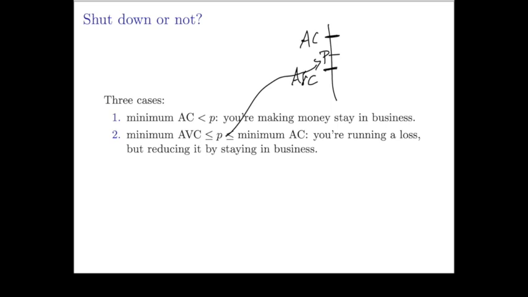Now, because the price is lower than the minimum average cost, you're not recovering all of your costs, so you are making a loss. But because the price is higher than your average variable cost, you're recovering all of your variable costs and then some. So you're eating into the fixed cost. So you're reducing your loss by staying in business.